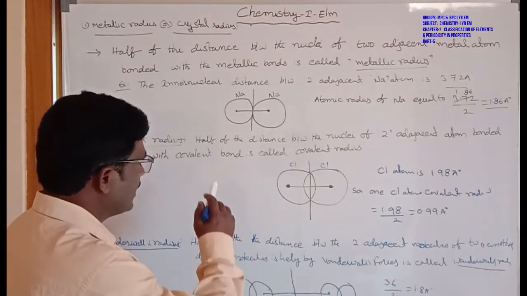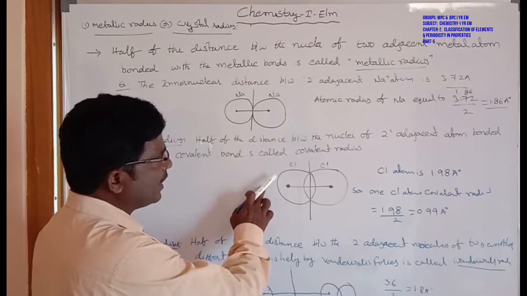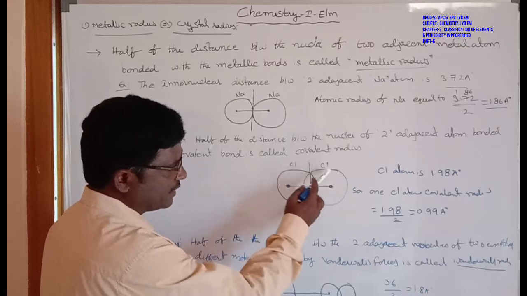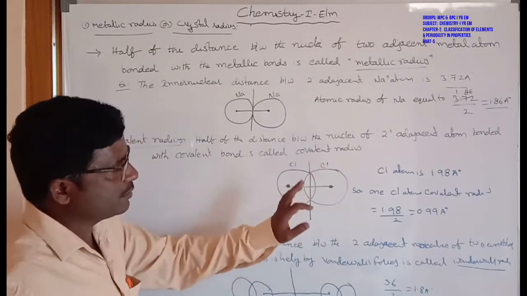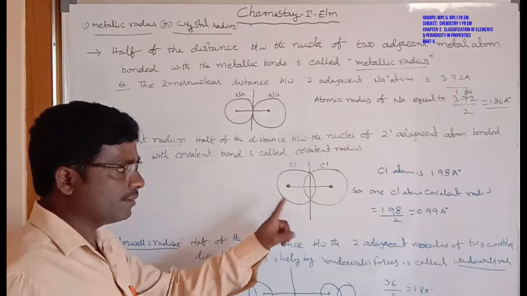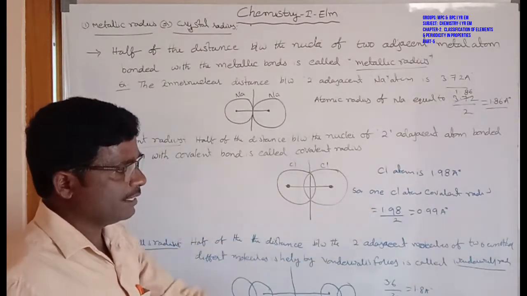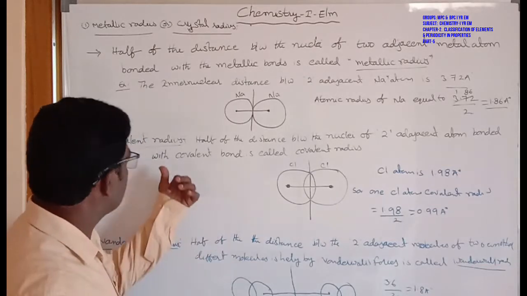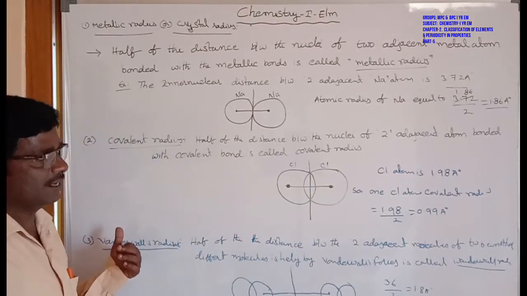Once again, here is the internuclear distance between the two adjacent chlorine atoms. Here is one chlorine, next to another chlorine. The two chlorine atoms have a distance of 1.98 angstroms. So the covalent radius of one chlorine atom is 1.98 divided by 2, which is equal to 0.99 angstroms. That is known as a covalent radius example.